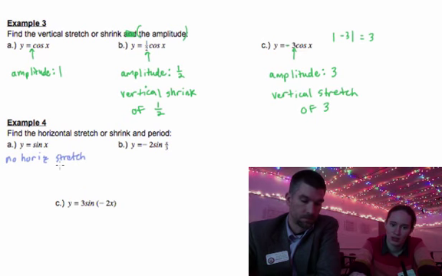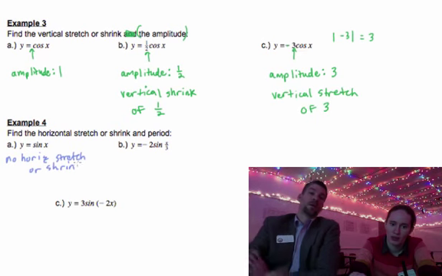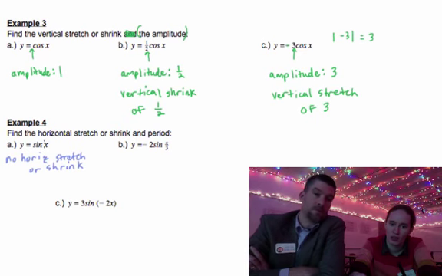When talking about trig, the period of this is 2 pi over the number in front of x, which is 1. So 2 pi over 1, which is 2 pi. So the period is 2 pi, because again, that's our parent graph. That's what's normally going on.